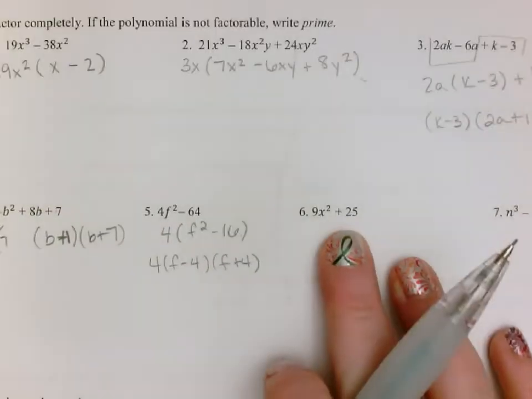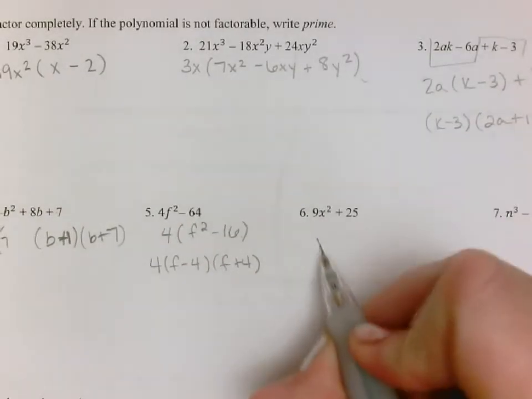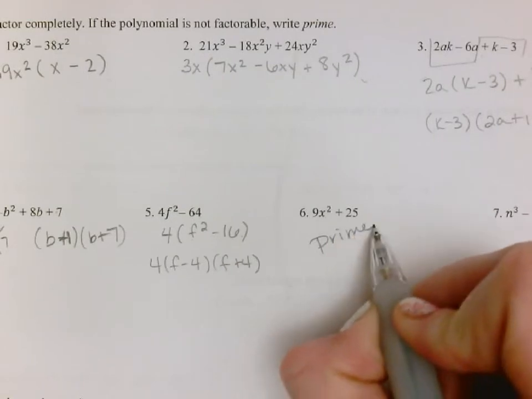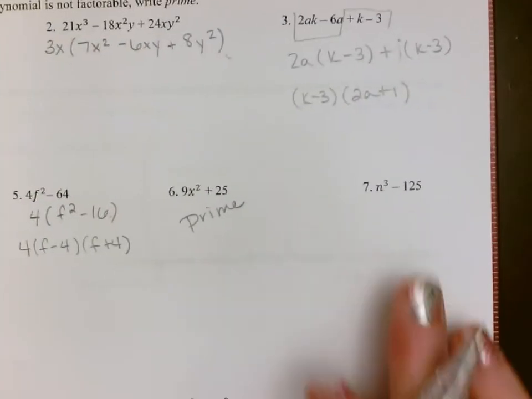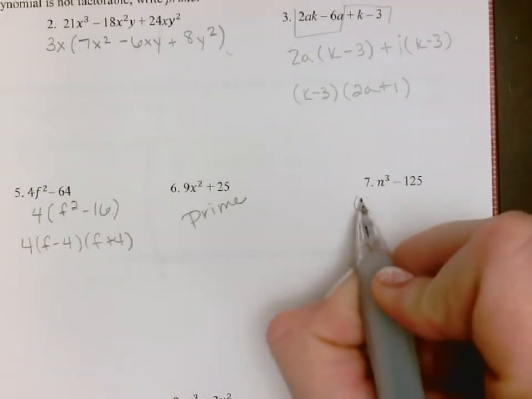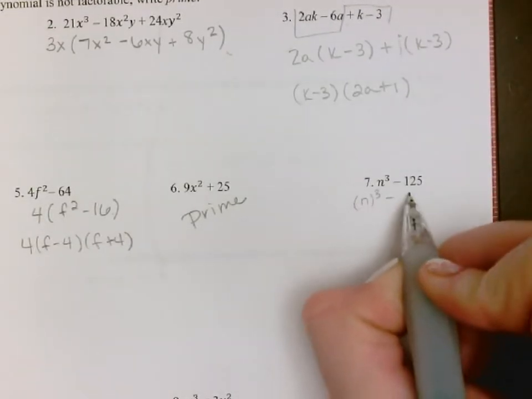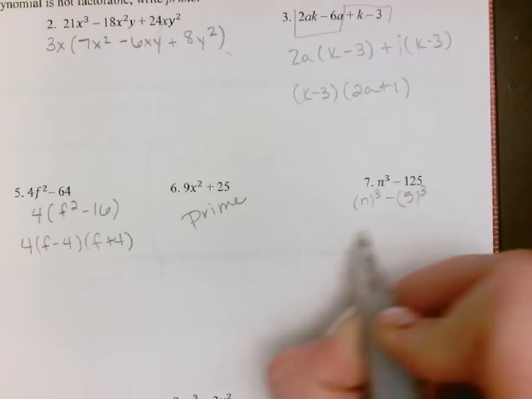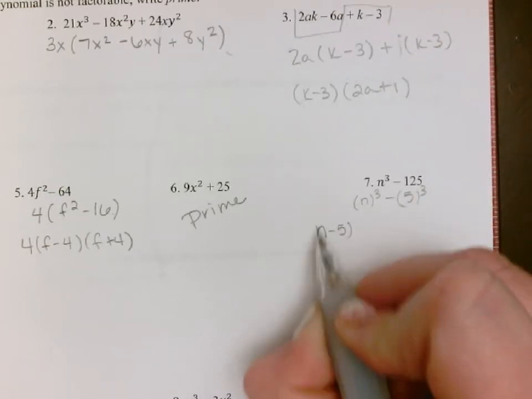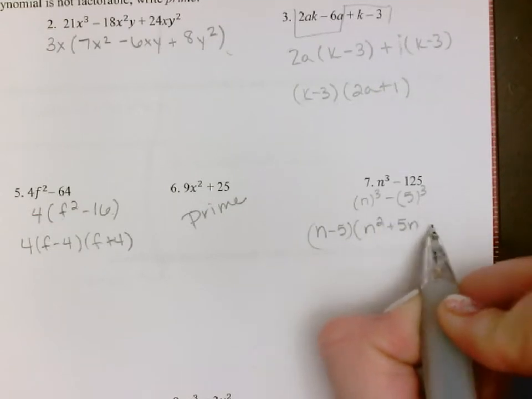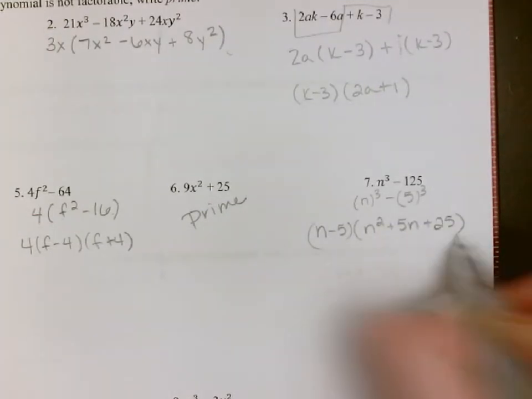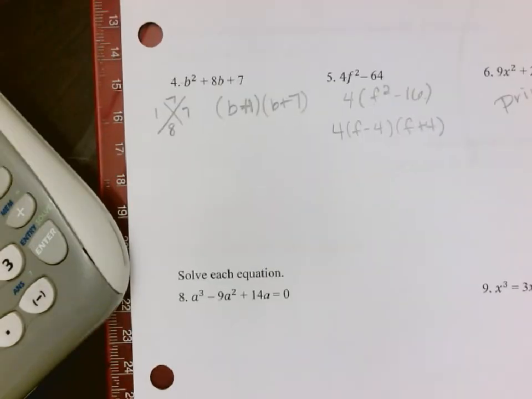This is the sum of squares, so this is prime. Cannot factor the sum of squares. Difference of cubes, n cubed minus 5 cubed, so n minus 5 times n squared plus 5n plus 25, and that's factored as well.